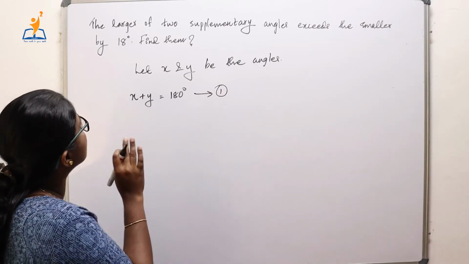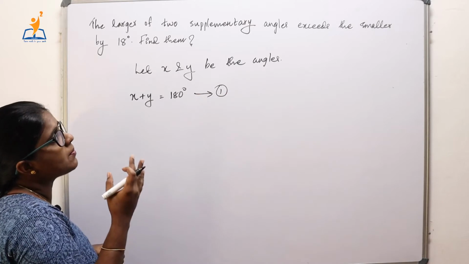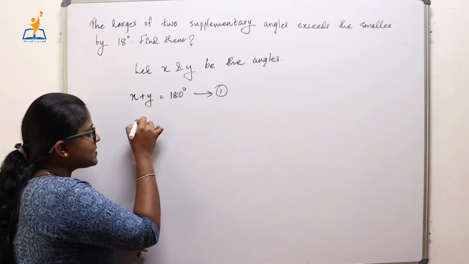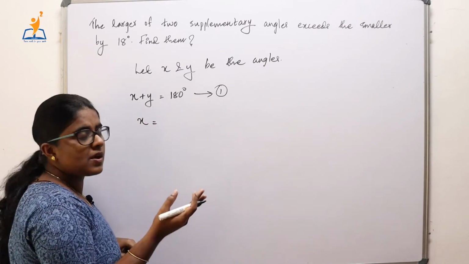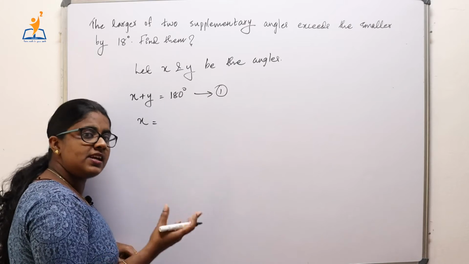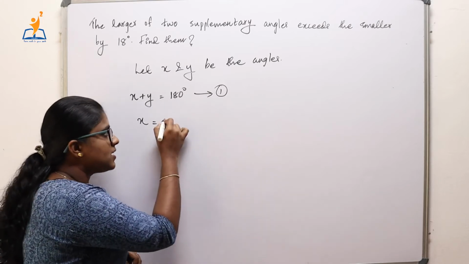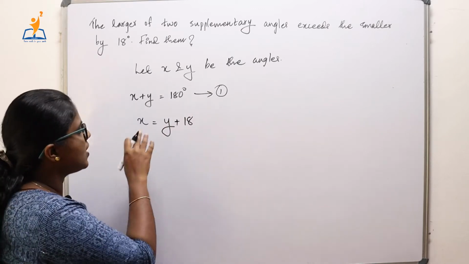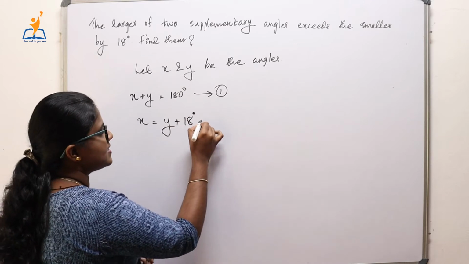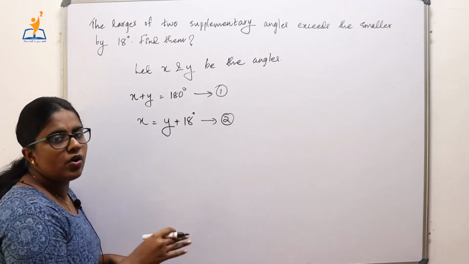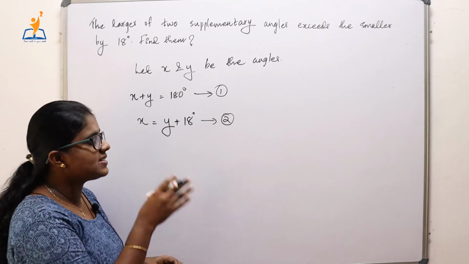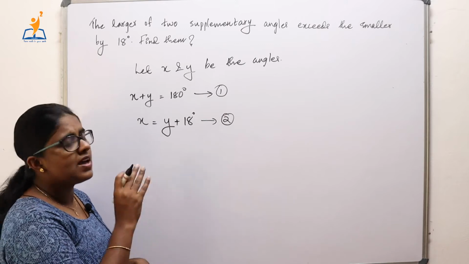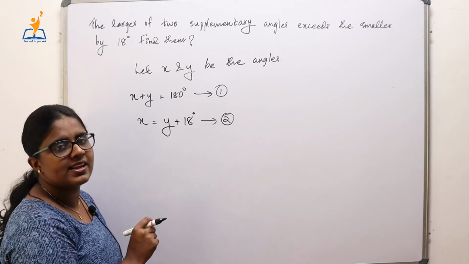Now the next condition given is, the larger of two supplementary angles exceeds the smaller by 18 degrees. If x is the larger one, then x will be 18 degrees more than the smaller one. That is, if y is the smaller, then y plus 18 is x. So x is equal to y plus 18 degrees is our second condition. We got two conditions regarding these angles, and these two equations form a pair of linear equations in two variables, and solving them we will get the angles.